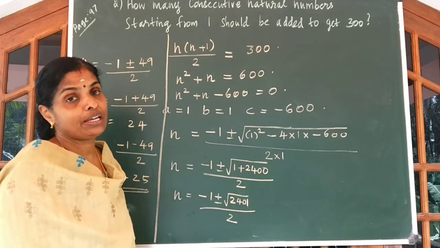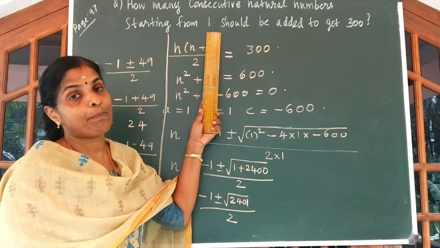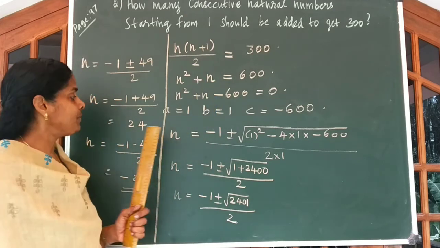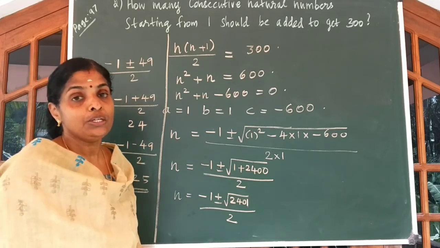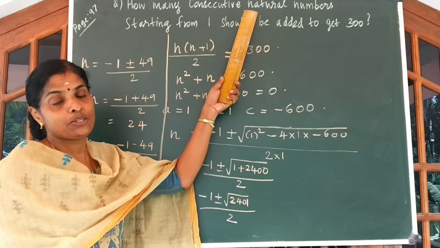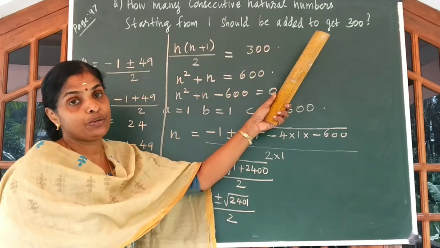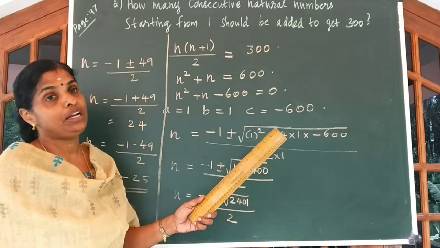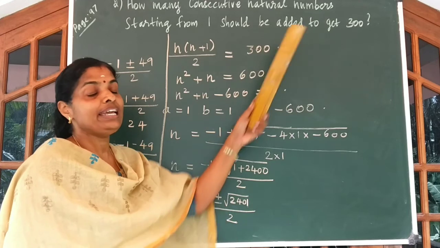Here we are talking about number of terms. Number of terms cannot be negative. So we have to consider this answer, that is n is equal to 24. So our question, how many consecutive natural numbers are added to get 300? We have to say 24 natural numbers starting from 1 is added to get 300.